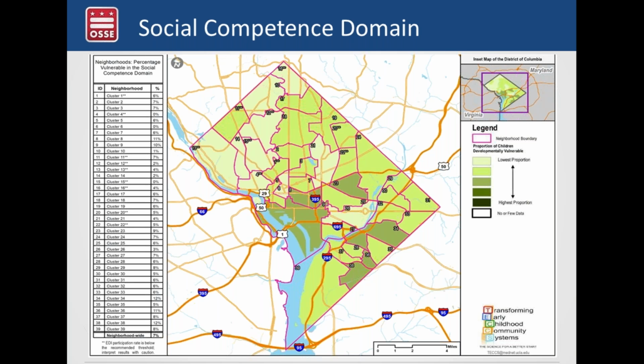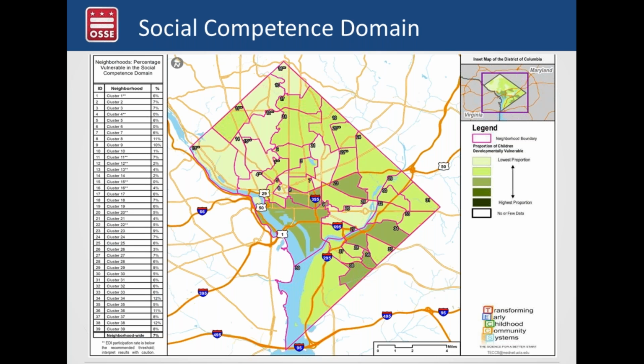Social competence. Sorry. This is a map showing the percent of children who are vulnerable in social competence. And again, very on par with national results, but with some variation. Neighborhood cluster 3, I believe, seems to have the lightest green. This is where you kind of need to overlay your wards with a map like this so you can get a sense of which wards, but it does look like Wards 7 and 8 have a number of neighborhood clusters that have room.